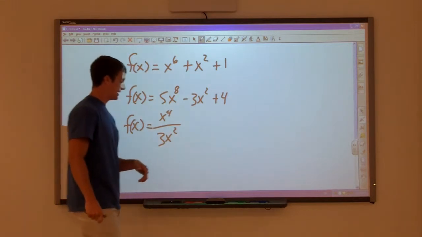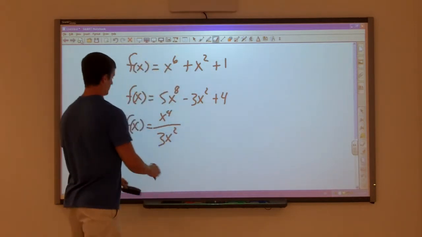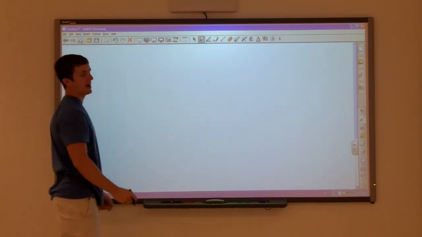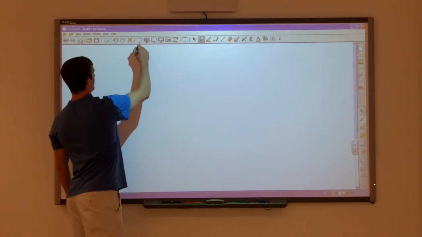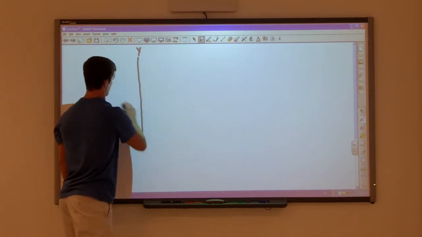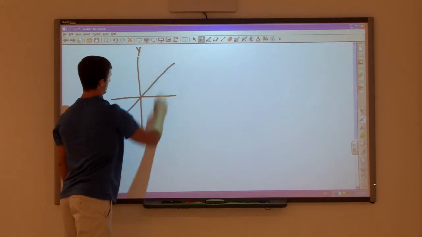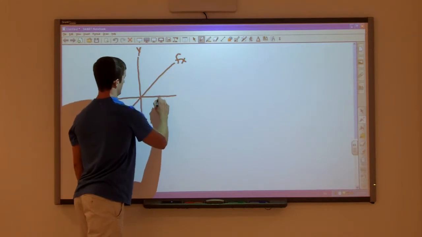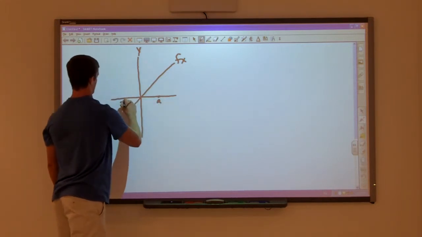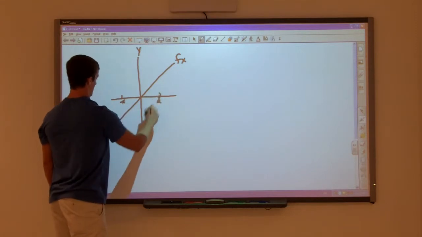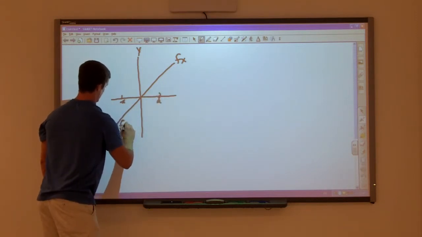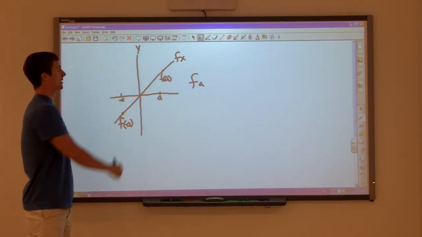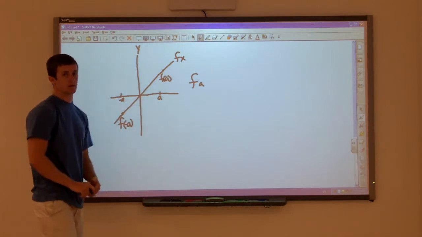Now, we've learned that even functions are functions that are symmetrical across the y-axis. But what happens whenever we have odd functions? An odd function you're going to see as symmetrical across the origin. So if we have another function, when we look at this function, we can notice that it is symmetrical across the origin. No matter how we rotate this, it's always going to be symmetrical at the origin.